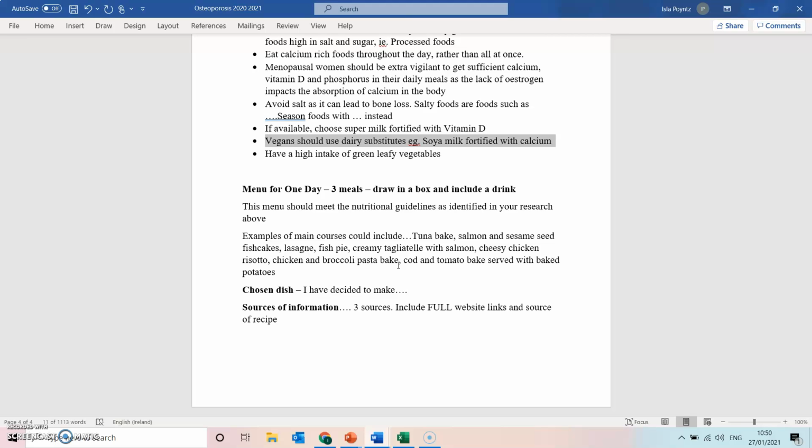Okay, and if you have a salad for lunch with something like chicken goujons or a quiche Lorraine with a salad, you could have sesame seeds sprinkled on top of your salad. And then your chosen dish I have decided to make, and then your three sources of information. The full website links are needed, so that if I tap the website link in fully, the slashes, the dashes, everything, it'll bring me straight to the website that you used for your research. And the source of the recipe should be included there. And after every website link, you need to put the date that it was accessed on. So for example, in brackets, you'd say accessed on the 1st of January 2021.